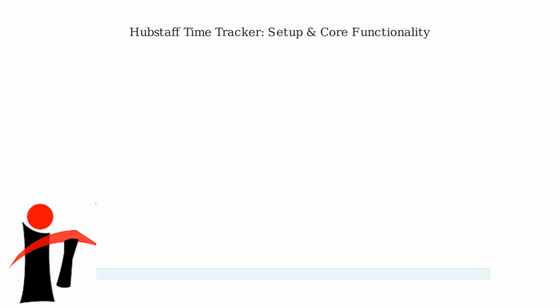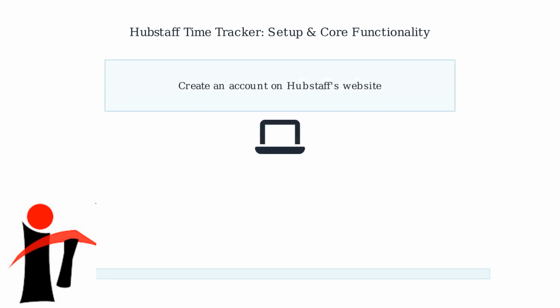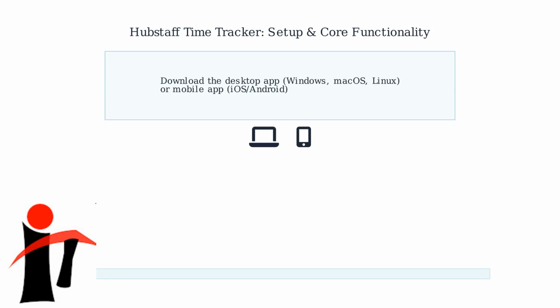Hubstaff Time Tracker is a software as a service tool designed for monitoring employee work hours, productivity, and project progress. First, create an account on Hubstaff's website. Next, download the desktop app for Windows, macOS, or Linux, or the mobile app for iOS or Android.